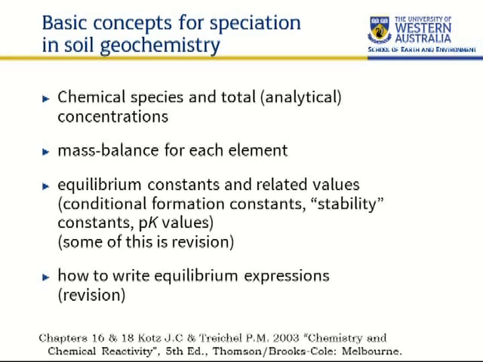So we need some basic concepts to understand speciation. First of all, we need to understand what the difference is between chemical species and total concentrations. So we'll go through and do that. We need to understand the concept of a mass balance for each element, so simplistically the sum of all the possible forms of that element. We need to understand what equilibrium constants or related values such as formation constants or stability constants are.